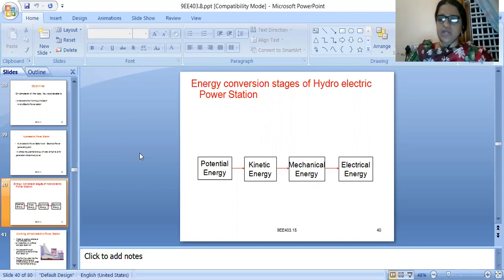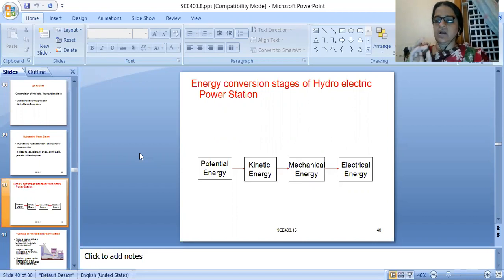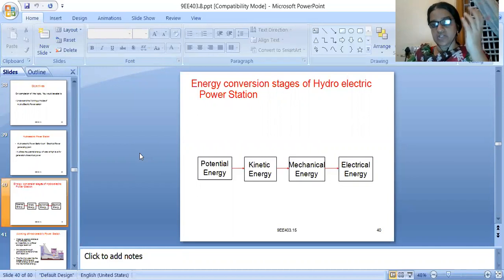Input energy is potential energy. Water is stored at a height. Output is electrical energy. For whatever may be the power plant, your output is electrical energy, either it may be renewable power plants, or it may be non-renewable power plants. Definitely, your output is electrical energy. Your input will depend on the type of plant, or the name of the power plant decides what input you are giving. Coming to the input here, input is potential energy.